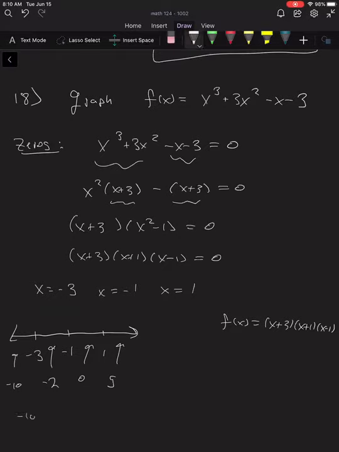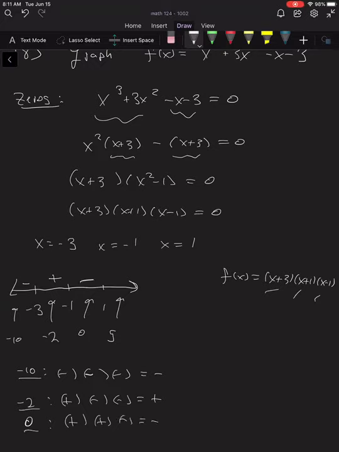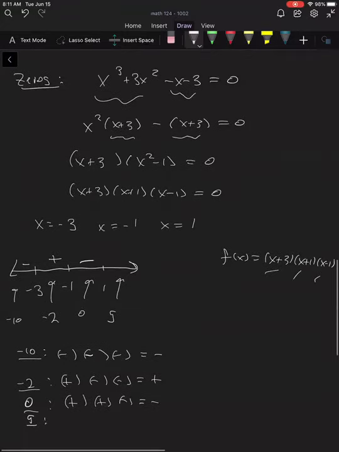We start by plugging in minus 10. We plug minus 10 in here, it's going to be a negative number. If we plug minus 10 in here, it's going to be negative. And if we plug it in here, it's also going to be negative. So 3 negatives make a negative, so we put a minus sign there. The next one, minus 2. If we plug that in the first term, it's going to be positive. Second term is going to be minus. Third term is going to be minus. So that gives us positive. If we plug in 0, the first one will be positive, the second will be positive, and the third will be negative. So that's a minus sign. And if you plug in 5, it will be all positives.